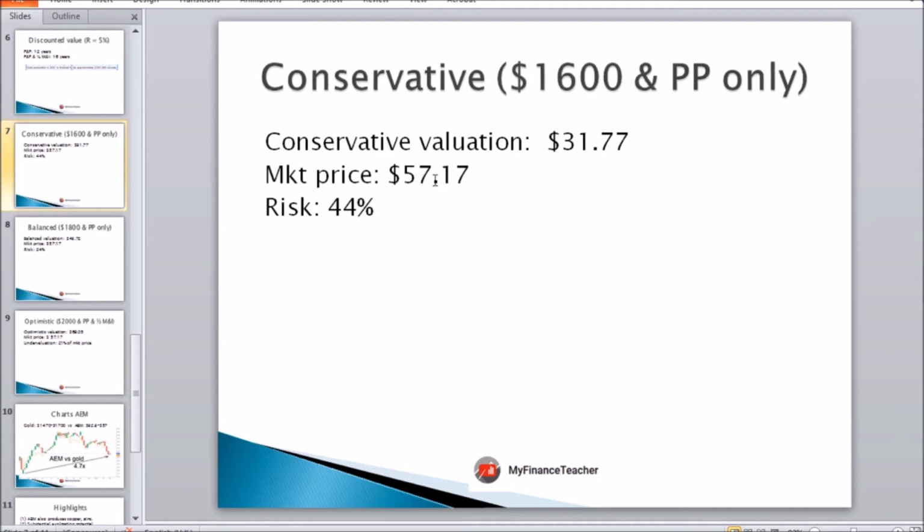of just above $57. So again, if gold really just drops out of bed over here and things don't look nice for precious metals over the longer term, there is probably a 44% risk level on AEM at the moment.